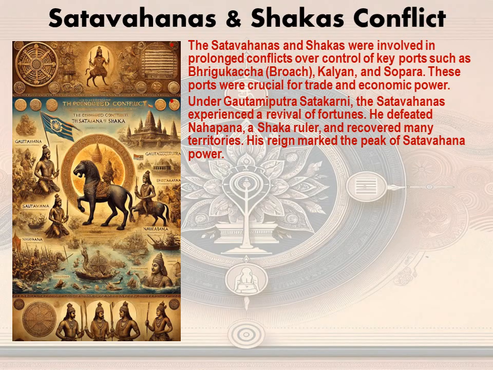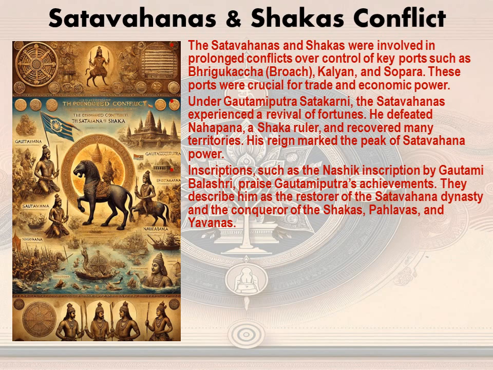His reign marked the peak of Satavahana power. So, under Gautamiputra Satakarni, the Satavahana dynasty defeated the Shaka ruler Nahapana and conquered a large amount of territory from the Shakas. And thus, Gautamiputra Satakarni's time in the Satavahana dynasty can be described as the peak period of the Satavahana Empire. Inscriptions such as the Nashik inscription by Gautami Balasri praise Gautamiputra's achievements.